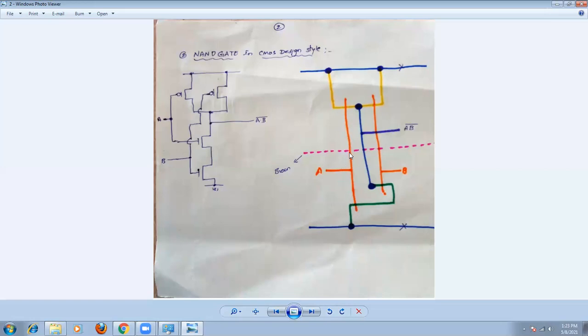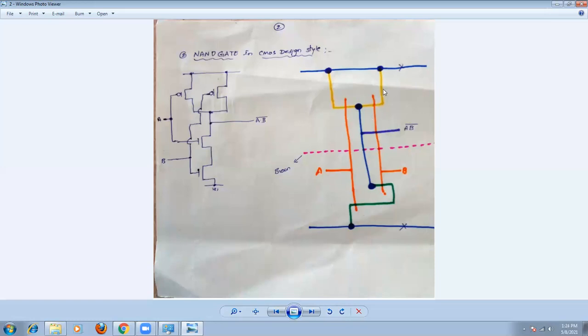Because only polysilicon and metal layers will cross the demarcation line. So draw a line like this. It must cross, otherwise no transistor will form. Here also it must cross the diffusion. A transistor will form here, and a transistor will form here. So the common point is input A. That is the first transistor over.